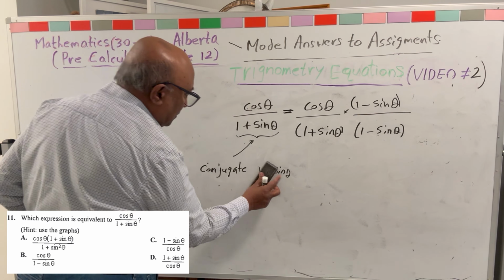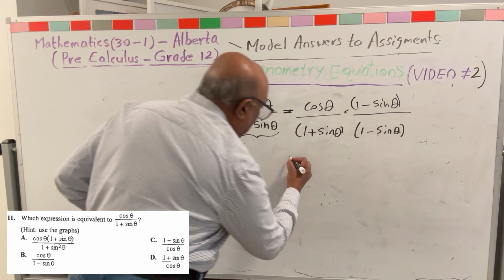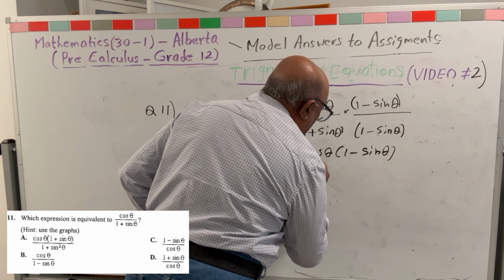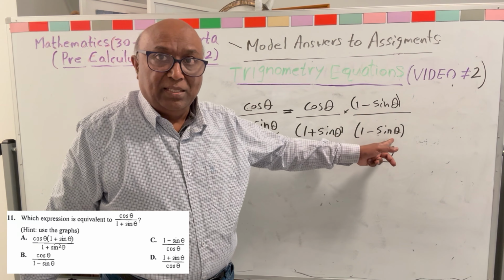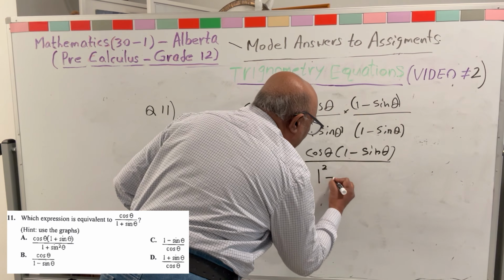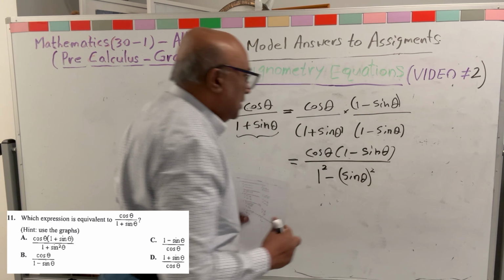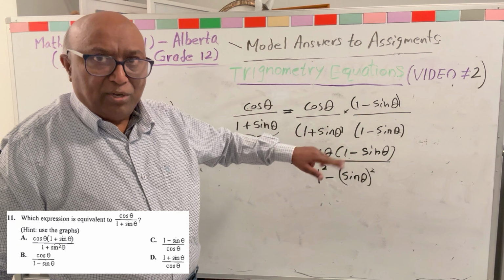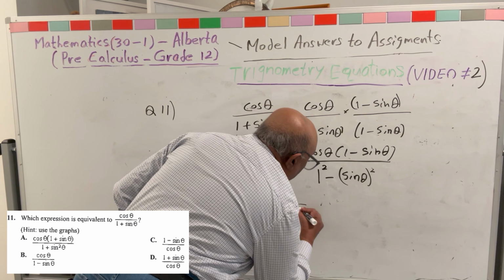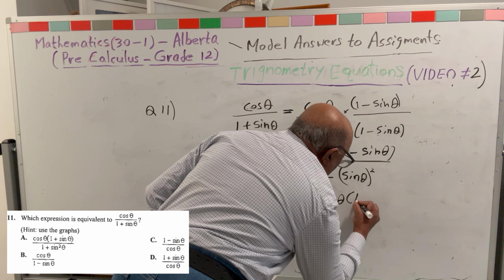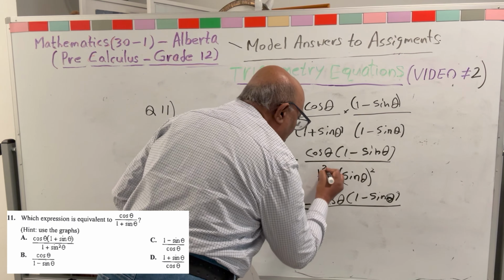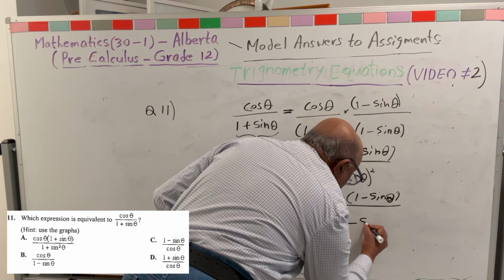Now let's write the top part as it is. What is the bottom? A plus b times a minus b is a squared minus b squared. That means the bottom will become 1 squared minus sin theta squared. Here a is 1, b is sin theta. That means cos theta times 1 minus sin theta on top. What is in the bottom? You can simplify this: 1 squared is 1 itself, and you can write the other as sin square theta.